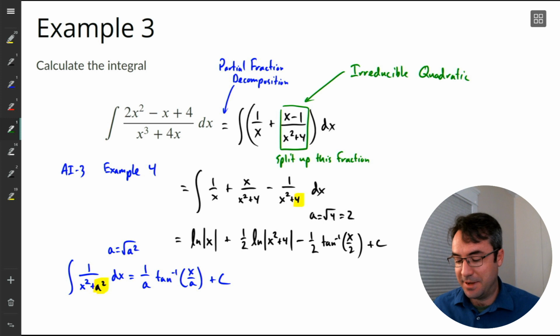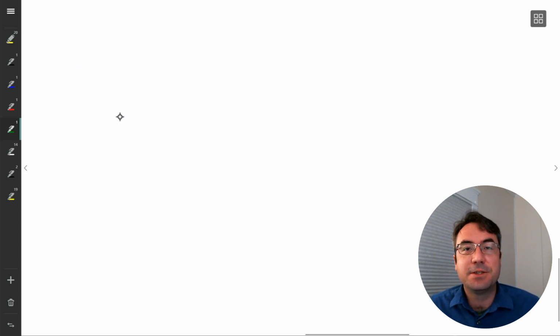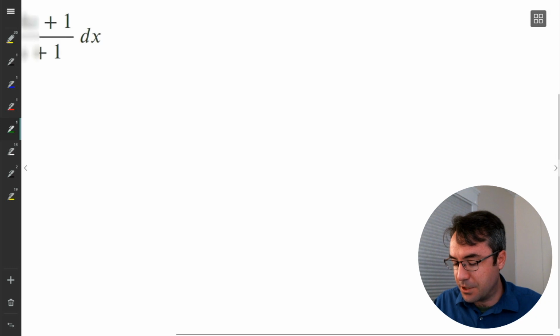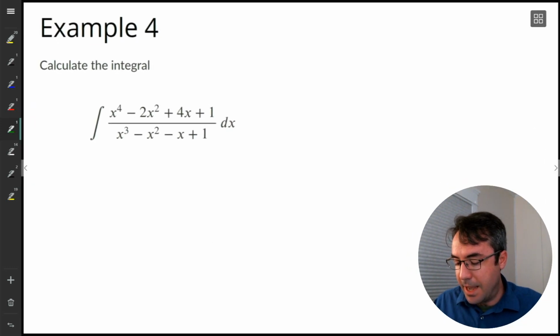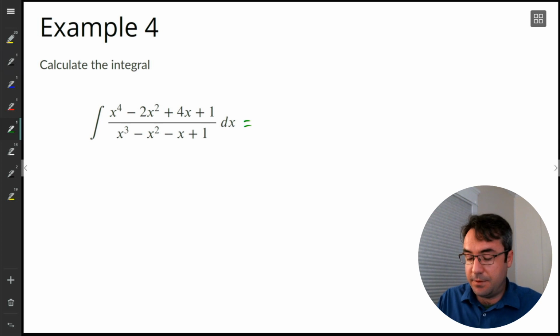Let's try one more. And this is another example that we've seen before. So the integral of x to the fourth minus 2x squared plus 4x plus 1 over x cubed minus x squared minus x plus 1. It's a rational function, but there were a few things going on here. The first thing we had to do was we noticed that the degree of the polynomial in the numerator was larger than the degree of the polynomial in the denominator. So we actually had to do some long division. And then we could do the decomposition.